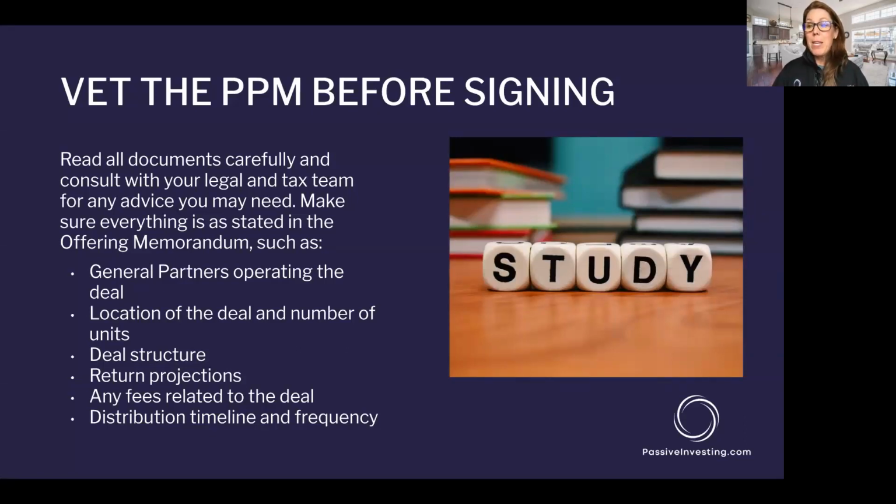Okay, maybe you are investing through a co-GP. That co-GP should be named in the PPM, right? Make sure that happens. It should also name the location of the deal and the number of units. Say, if it's a multifamily deal, it's 252 units in Myrtle Beach, North Carolina. It should name those details in there. It should give the deal structure, okay?